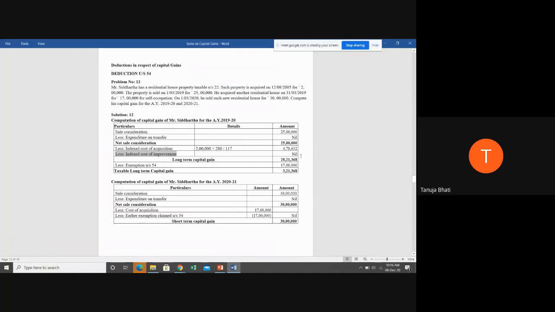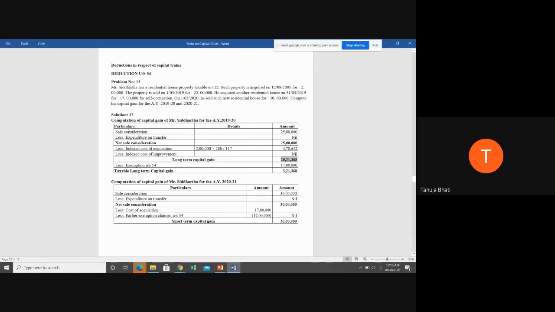Less, indexed cost of improvement. There is no cost of improvement. It is going to be nil. You get the long-term capital gain by subtracting 7,78,632 from 25 lakhs, which comes to 20,21,368.